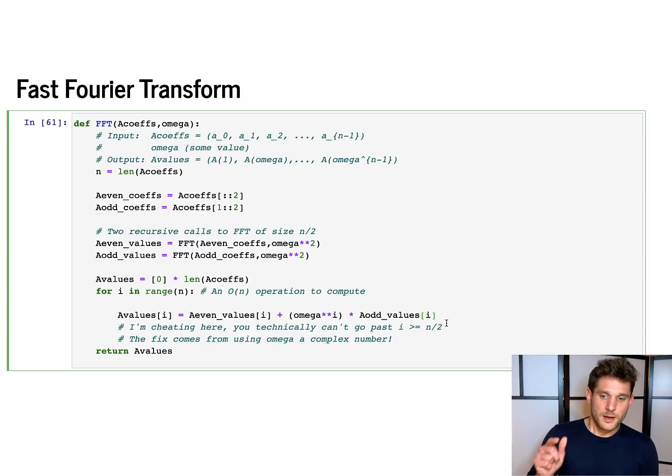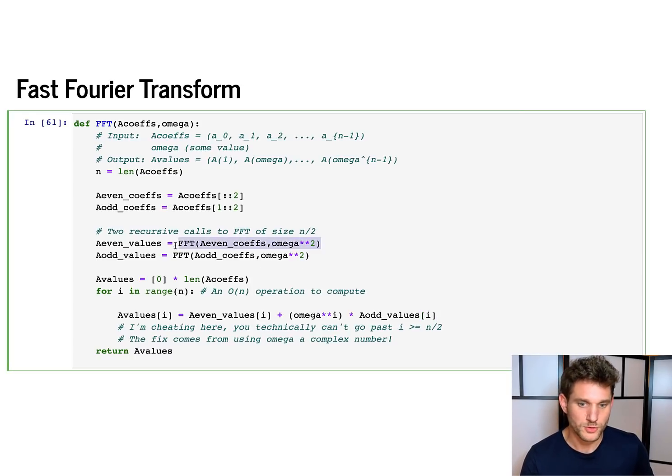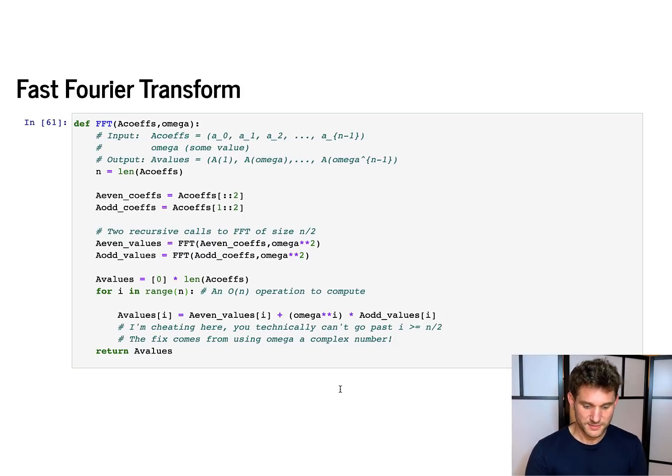Now, I'm technically cheating here. If you think about what's going on, this call should return an array of length n over 2 because a even coefs and a odd coefs are of size n over 2. So I shouldn't be able to go all the way up to size n. And it turns out that there is a cheat here, but it so happens that if you choose omega correctly, you can actually fix this very easily. So I'll mention this briefly on the next slide, but I'm going to sort of fudge these details and let you guys look up the stuff in the book because it requires some complex analysis. You have to think about multiplying complex numbers and things like that.